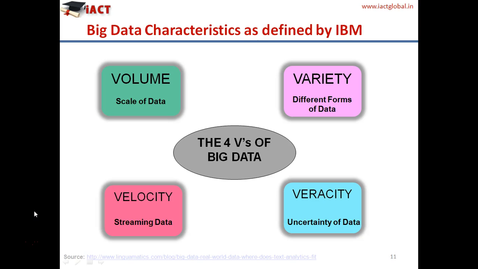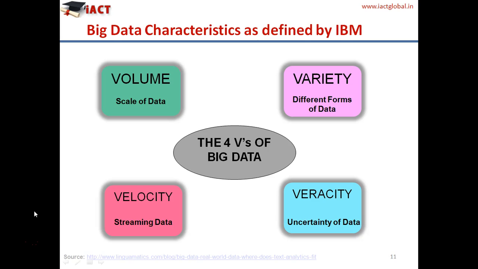Volume is the scale of data. How much volume of data is coming? IBM has categorized big data based on the volume and 3 more characteristics which will be coming on. So the scale of data has to be huge. The data has to be in terabytes or petabytes or exabytes or more.